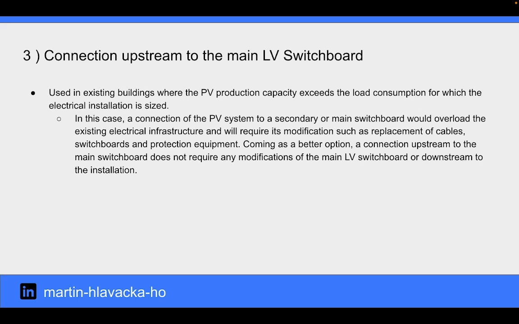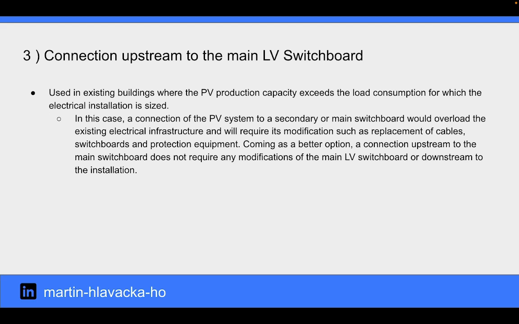This connection upstream to the main LV switchboard is used in existing buildings where the PV production capacity exceeds the load consumption for which the electrical installation is sized. In this case, a connection of the PV system to a secondary or main switchboard would overload the existing electrical infrastructure and will require its modification, such as replacement of cables, switchboards, and protection equipment.